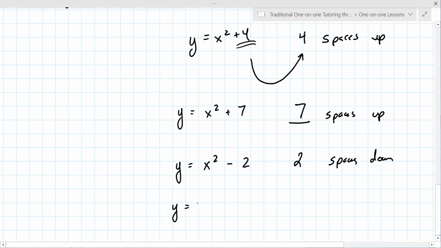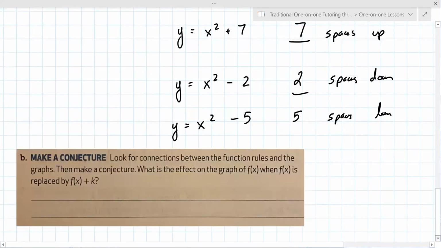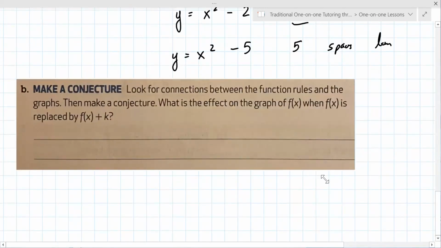And what if it's y equals x squared minus 5? Well, it's 5 spaces down. Negative means you're going down and positive means you're going up. Very good. So now we can finally answer question B. I'll snip it in here so you can see what to write, because you know what to say, but maybe it's not clear what to write.